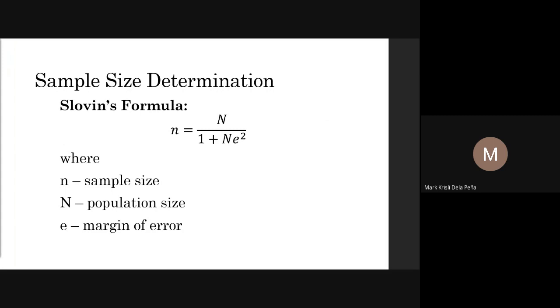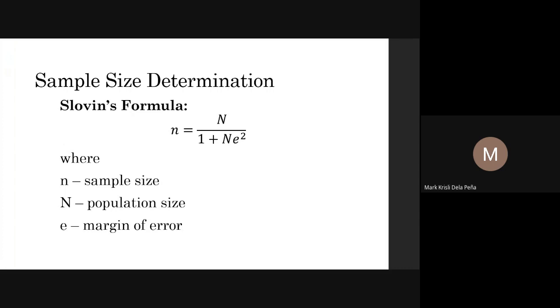So this is just the slide that I have, and the formula. You have n equals N divided by 1 plus N times e squared. Uppercase N refers to the population size, while e refers to the margin of error. Here, the margin of error is how much error we allow in our data.